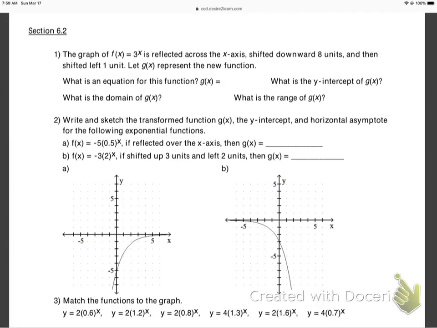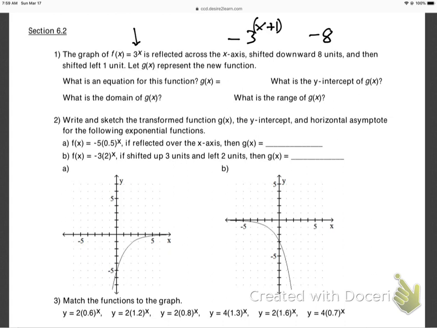Okay, let's take a look at some transformations of these exponential functions. Right, 3 to the power x reflected across the x-axis. So 3 to the x will become negative 3 to the x because it's reflected across the x-axis. If it's down 8 units, that's minus 8. And 1 to the left means plus 1 up here. And that would be the new function, okay?